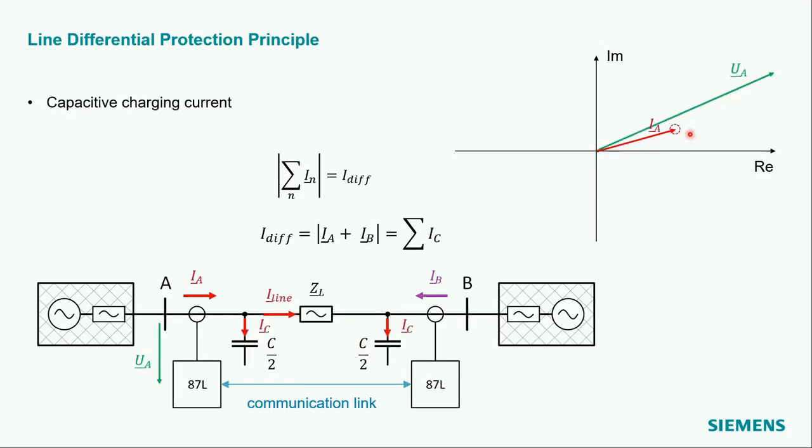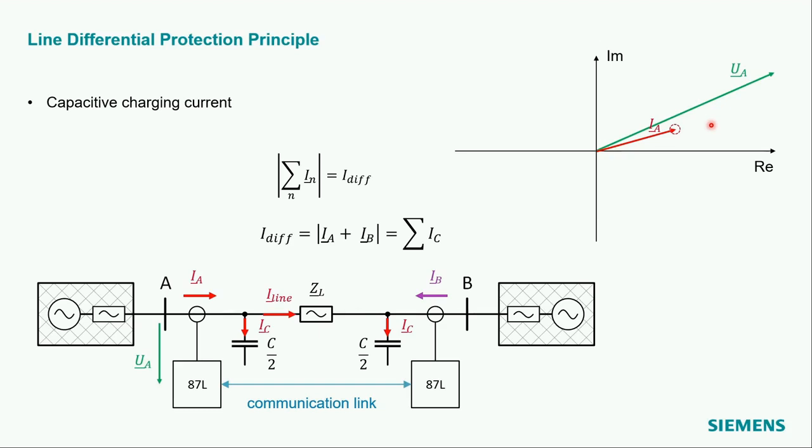Up to now, we only looked at ideal lines. For a real line, we will have some line impedance, ZL, but also line capacitances to ground and between the phase conductors. This is a pi model of a real line. Consider we have a load current situation with the current IA and the voltage UA at the terminal A, which are more or less in phase. That means that the cosine phi, so the power factor, is close to 1.